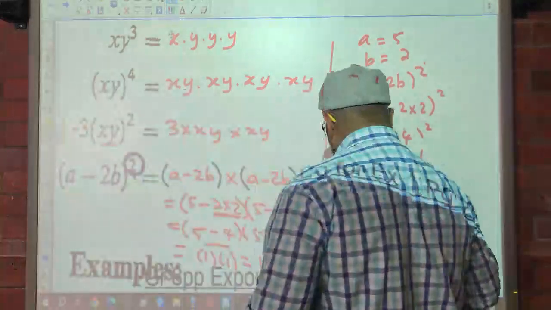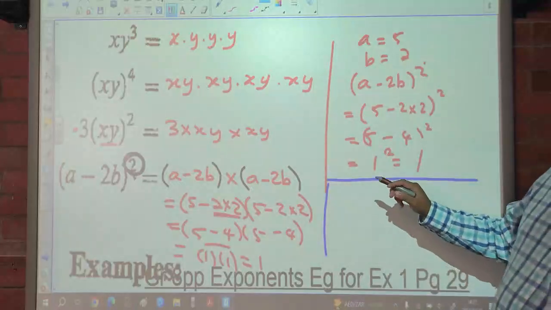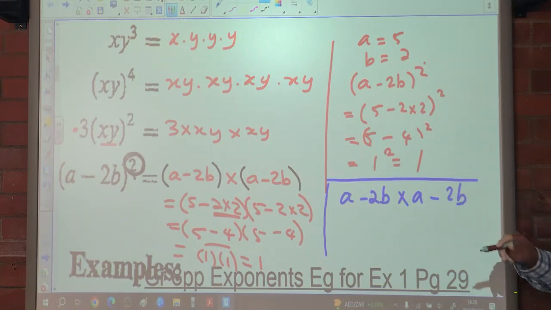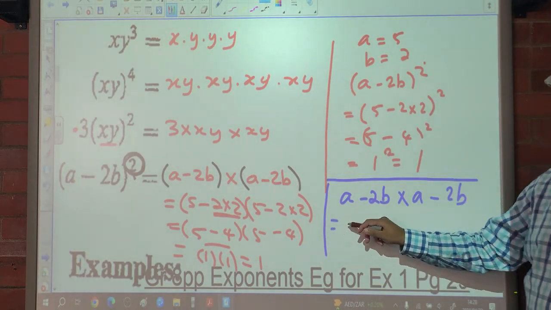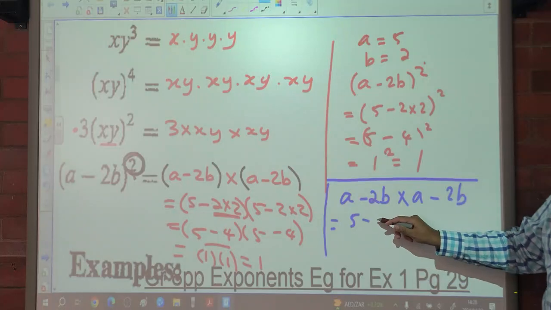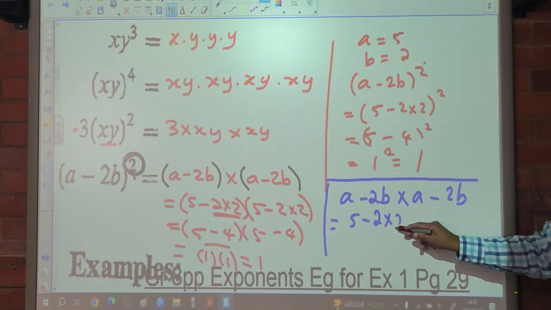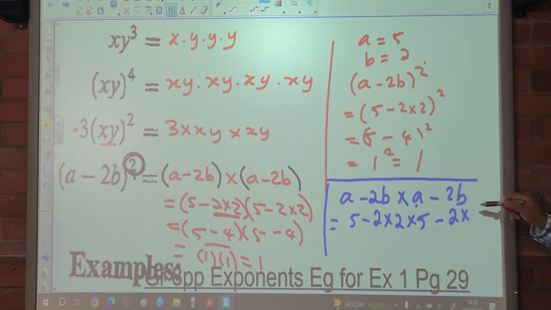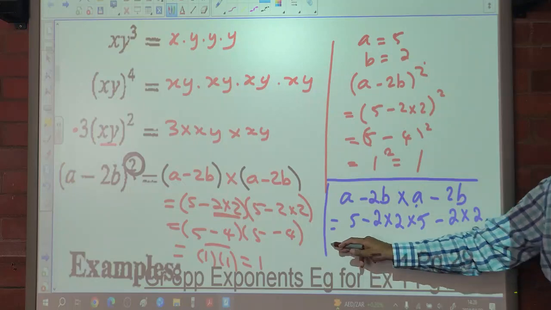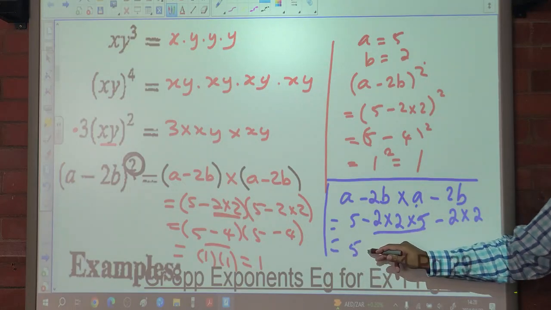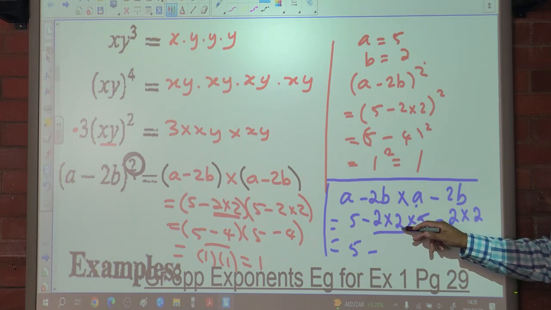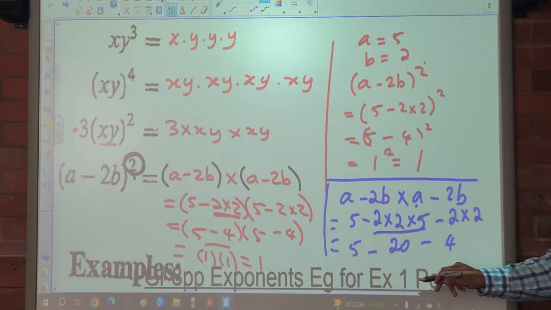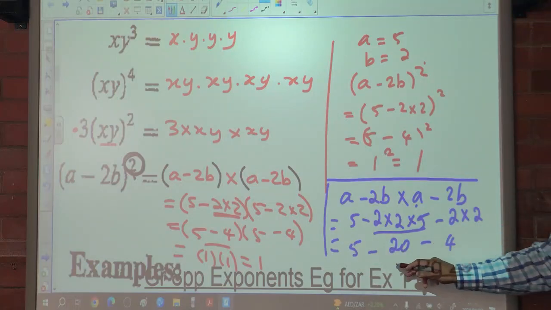Now let's use the one that you went with. You said A minus 2B times A minus 2B. Is that what you said? Right. What is A? 5. So it's 5 minus 2 times 2, times 5 minus 2 times 2. According to BODMAS, multiplication first. So it's 5 minus 4, times 5, which is 20, minus 2 times 2, which is 4. 5 minus 20 is negative 15, minus 4 is negative 19.